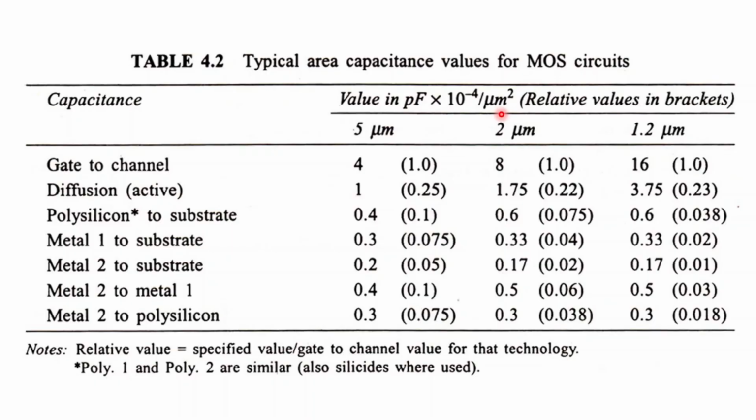This table also shows the relative value of capacitance inside the parenthesis. The relative value of capacitance from gate to channel is 1 for 5 micrometer, 2 micrometer and 1.2 micrometer technology. Similarly, the relative value of diffusion capacitance is 0.25 for 5 micrometer technology, 0.22 for 2 micrometer technology, 0.23 for 1.2 micrometer technology. Similarly, the relative values of capacitance from polysilicon to substrate, metal 1 to substrate, metal 2 to substrate, metal 2 to metal 1, metal 2 to polysilicon are given in this table.